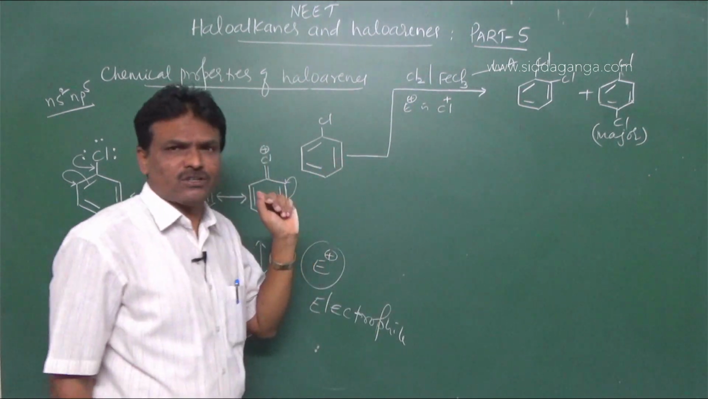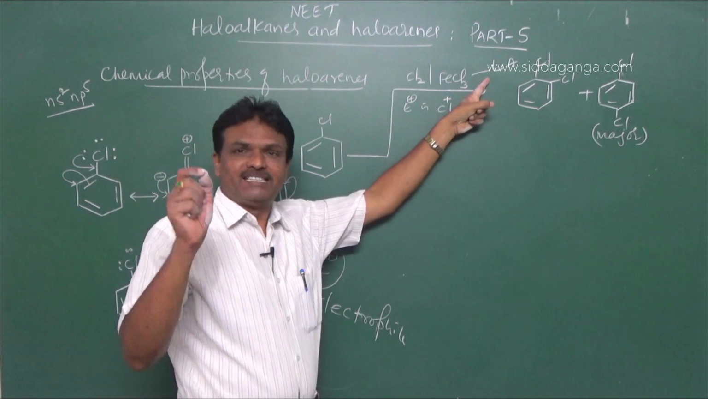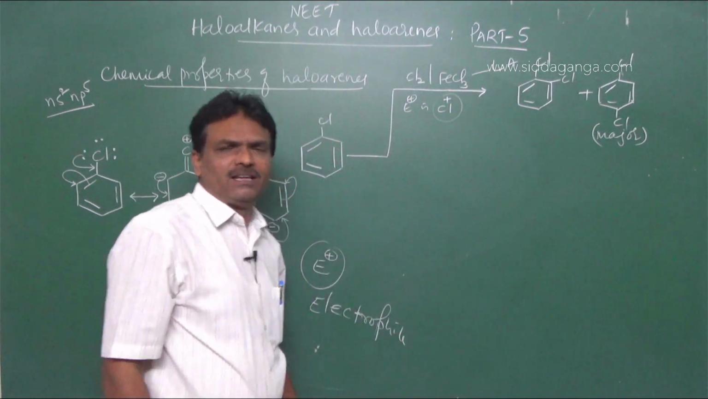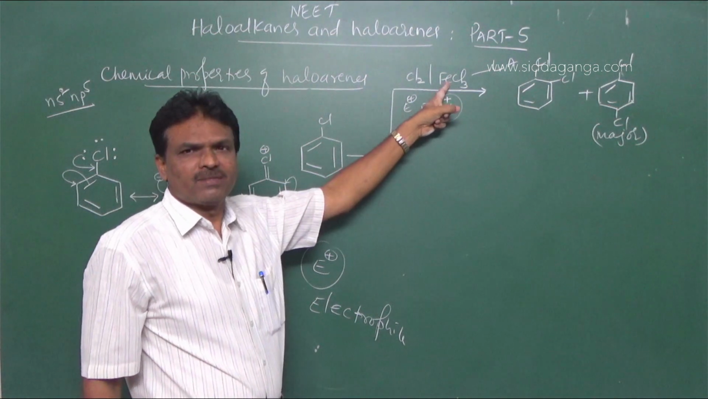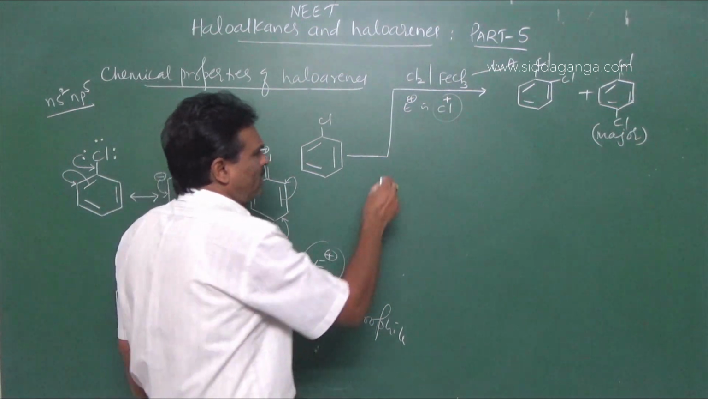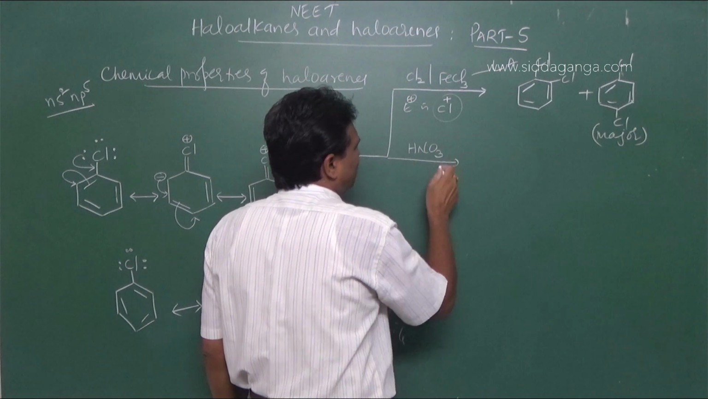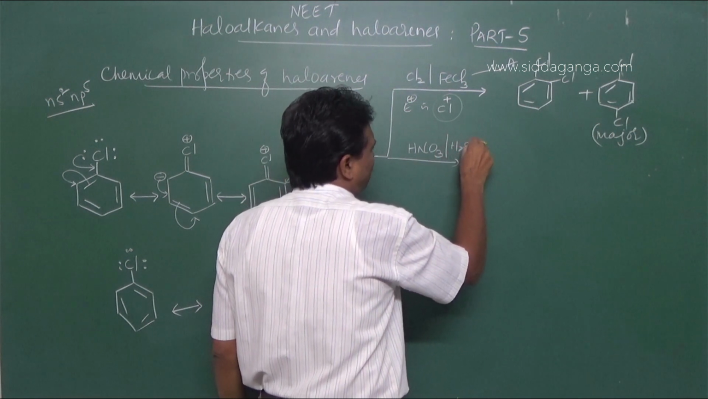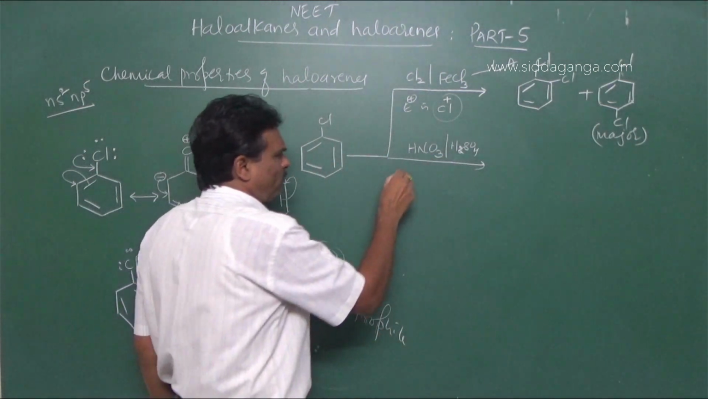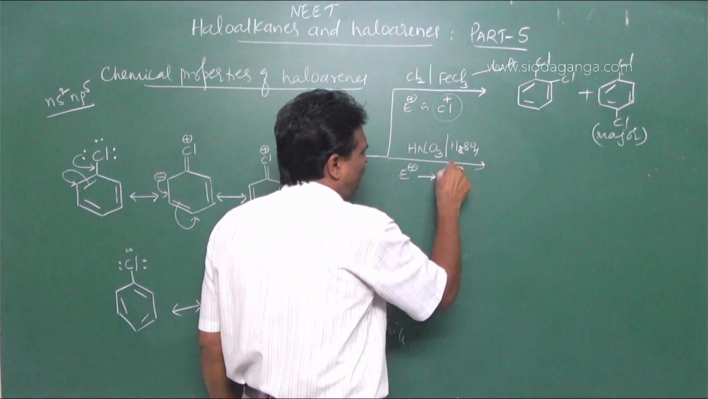So in this reaction, ferric chloride acts as a Lewis acid. It generates an electrophile. Now the electrophile Cl plus is generated by the action of ferric chloride on chlorine. Then it is subjected to nitration. So when it is treated with concentrated nitric acid and concentrated sulfuric acid, it undergoes nitration. The electrophile involved in this reaction is NO2 plus, the nitronium ion.